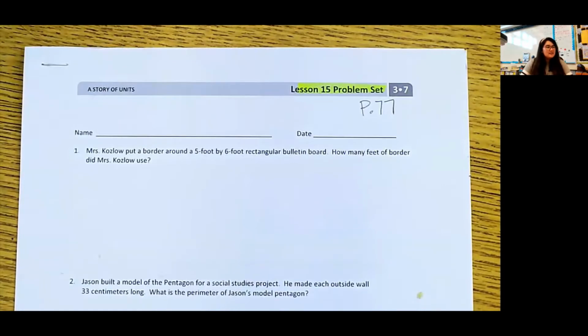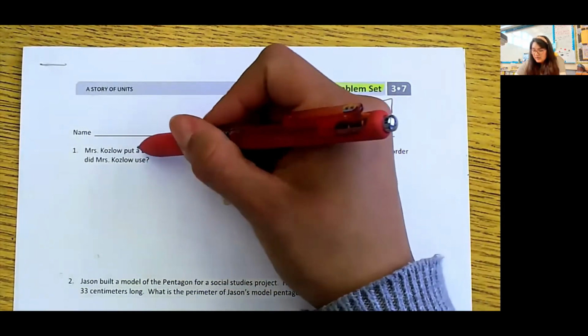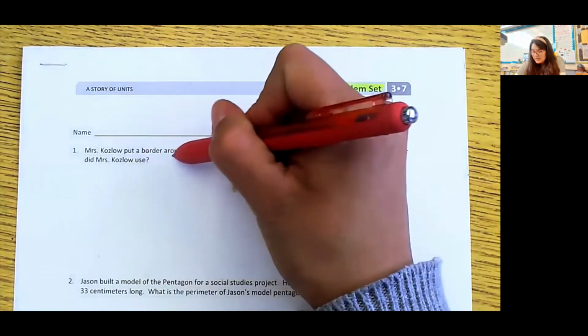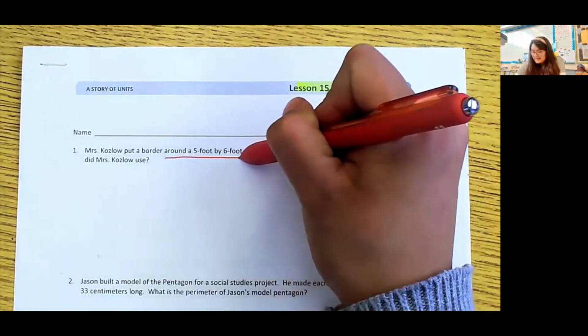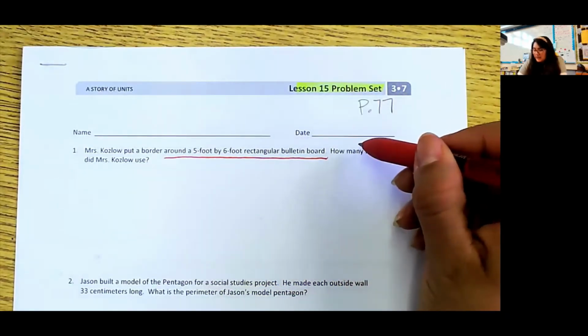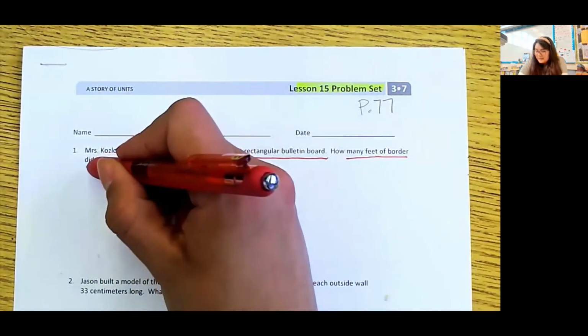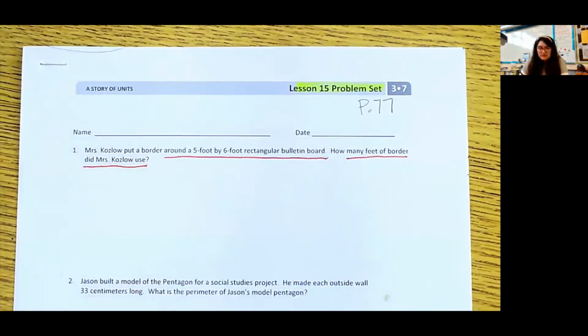Okay, so it says, Mrs. Coslow put a border around a 5-foot by 6-foot rectangular bulletin board. How many feet of border did Mrs. Coslow use? So first, I'm going to underline some key information. We have, she put a border around a 5-foot by 6-foot rectangular bulletin board. They want to know how many feet of border did Mrs. Coslow use?